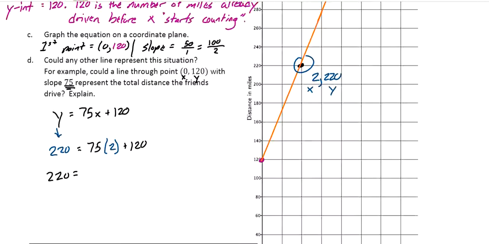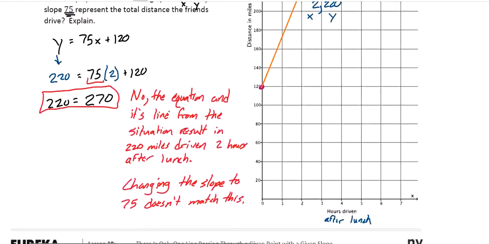If we solve all that through, 75 times 2 gives us 150. 150 plus 120 gives us 270. Wait, that's not true. That equation does not match what we have. So when we have 75, that messes everything up. We would say the equation and its line from the situation result in 220 miles driven 2 hours after lunch. Changing the slope to 75 does not match this.